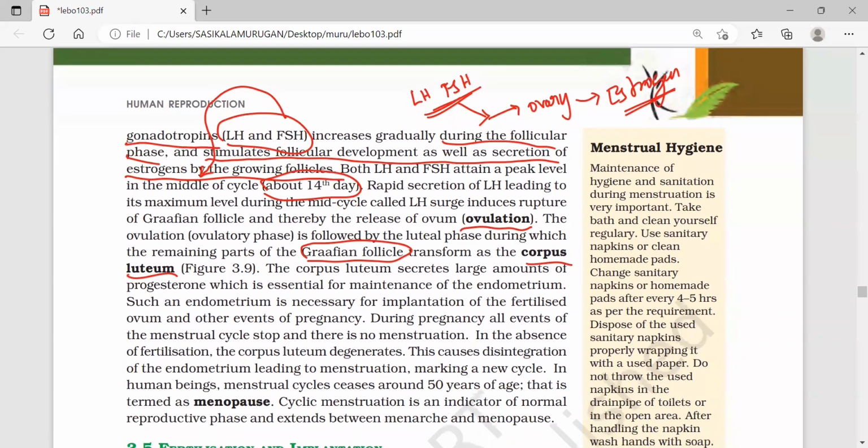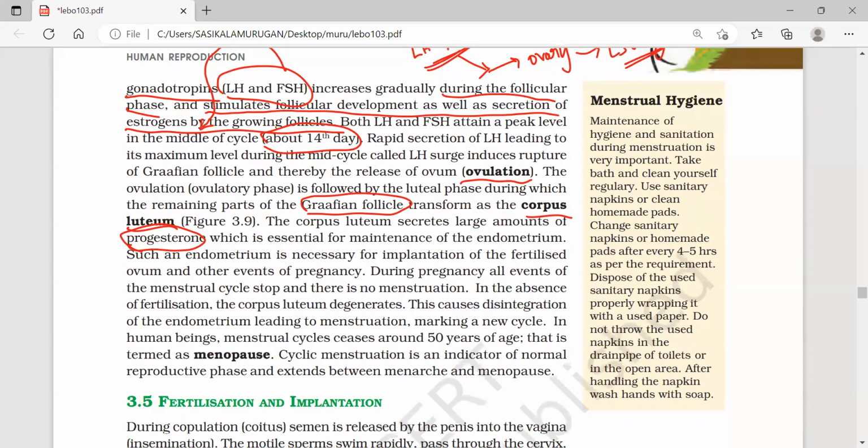Which hormone does the corpus luteum secrete, as we studied? Progesterone. And what is the role of progesterone? It is essential for maintenance of the endometrium. And this endometrium is very important for implantation. Implantation is when the fertilized egg implants in the uterus. Then it will confirm the pregnancy.